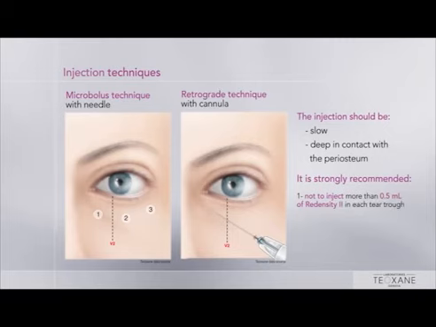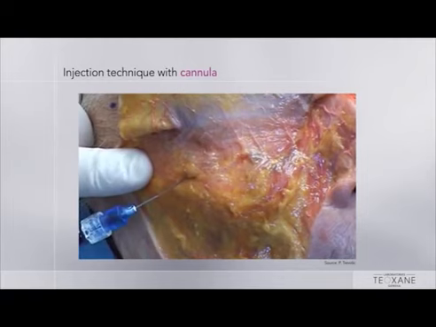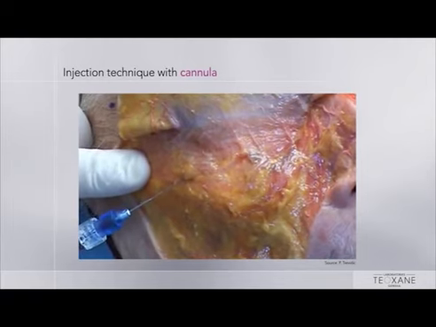In this view, we can see that the cannula moves through the tear trough at the depth of it. At the outer part of the palpebromalar groove, the cannula is in the deep plane in contact with the periosteum. On this view, where the skin flap was raised, we can see that the end of the cannula is not visible during the injection.